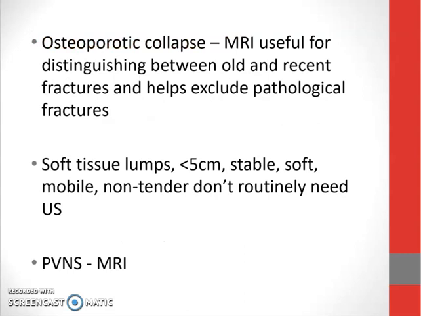Any osteoporotic collapse, think about using MRI scan for distinguishing between old and recent fractures, and it helps exclude any pathological fractures that you may be suspicious of. Any soft tissue lumps less than 5 centimetres that are stable, soft, mobile, non-tender don't routinely need an ultrasound scan. However, if you're suspicious of them, then you can use ultrasound to visualise these in a little bit more detail. And some of you may actually be qualified to use an ultrasound scanner or feel confident to do so.